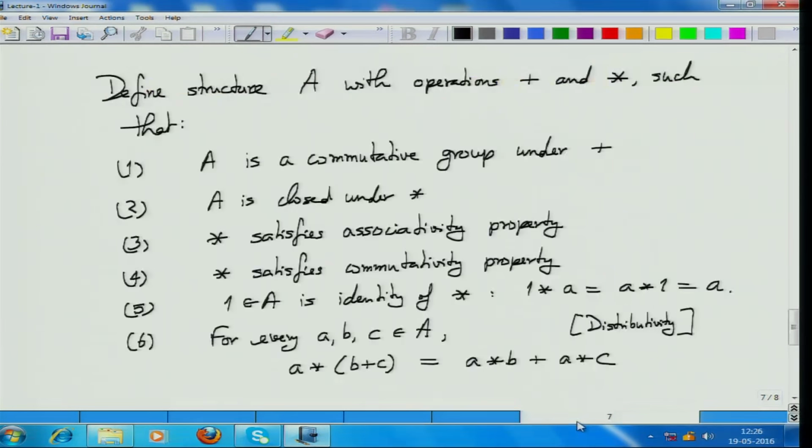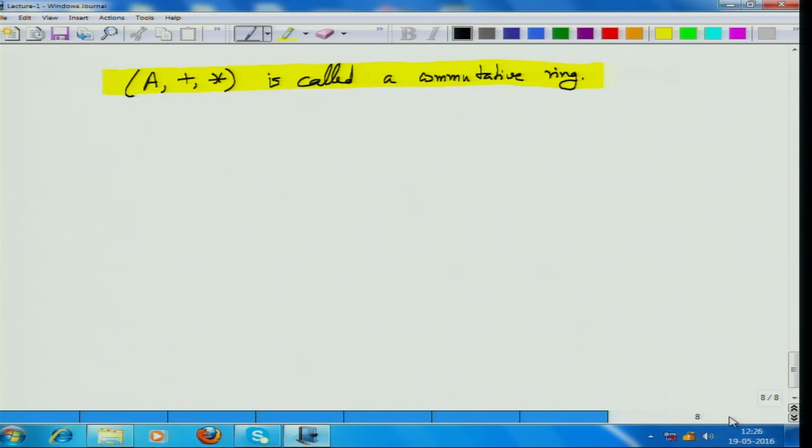Again, the commutative prefix is because multiplication satisfies the commutativity property. By definition, in a ring, addition is always commutative. It is only multiplication that may or may not be commutative, and if it is commutative, the ring is called a commutative ring. If it is not commutative, it is just called a ring.